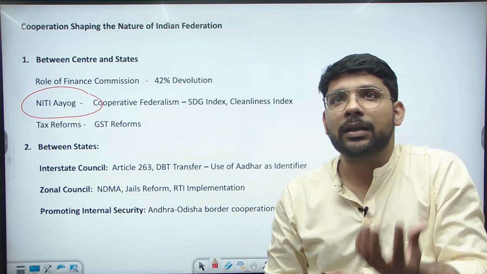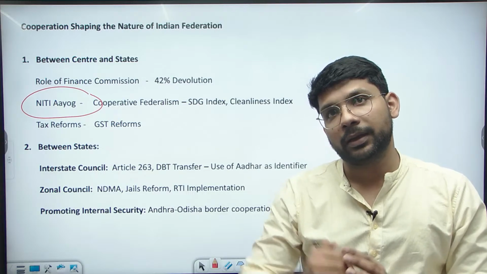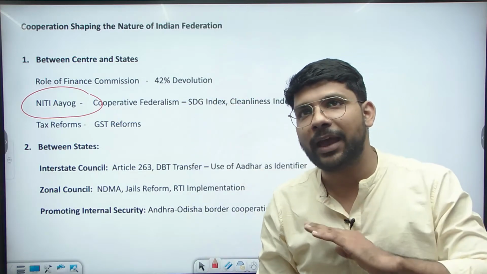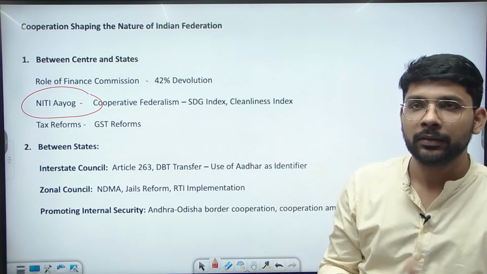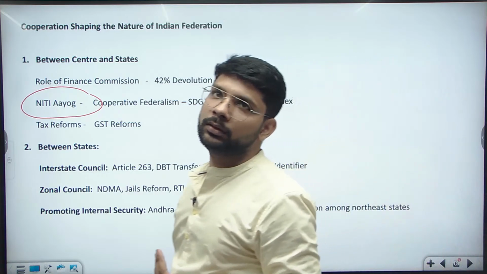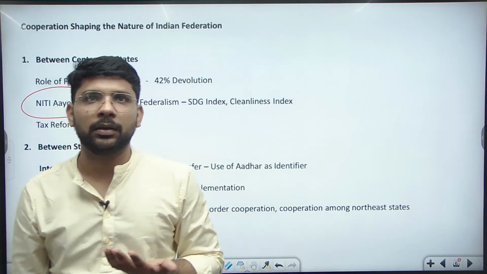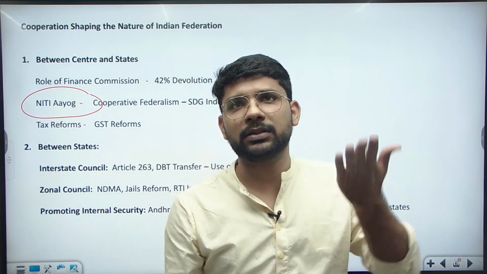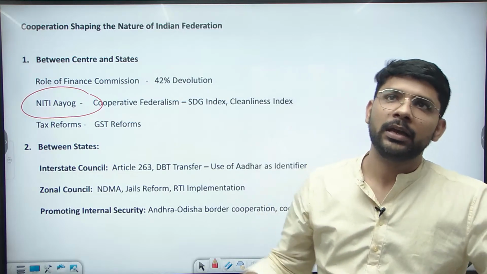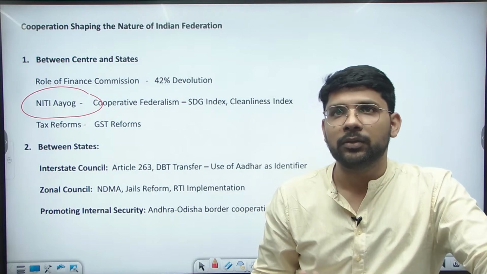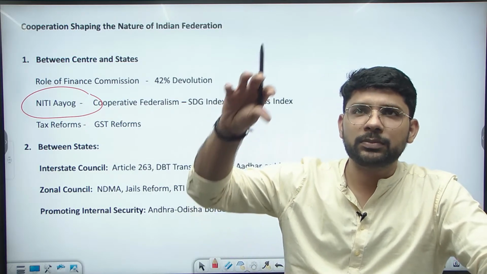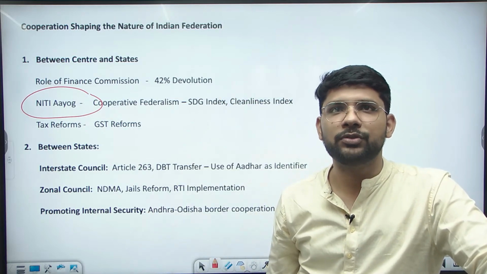Then how the cooperation between the different states comes in: the interstate councils, the meetings of the interstate council, like the use of the Aadhaar card for identification. It's from the center, and now every state is using the Aadhaar card for the identification of the beneficiary. The use of direct benefit transfer for subsidies, even for fertilizer subsidies, a subsidy for the LPG cylinder, even for the PDS. Jan Dhan Aadhaar Mobile. So every state is using it, and the decision was made through the interstate councils.